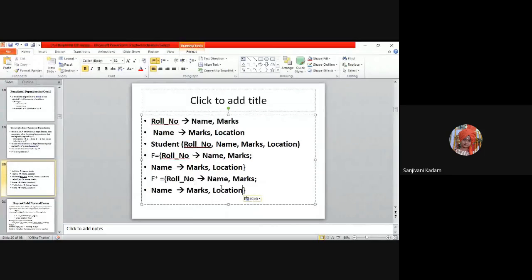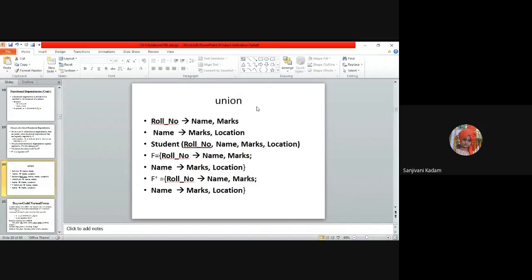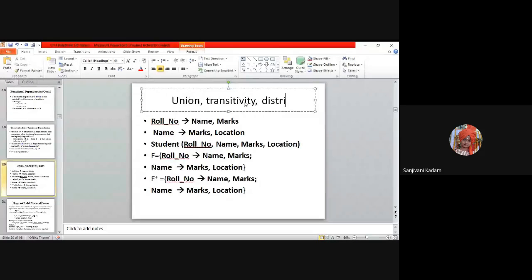Here there are actually three rules which are applied. First is the union rule, then transitivity, and the last one is pseudo transitivity, or we may say adding the attribute to the left or right side. These rules are called Armstrong axioms. And here the distribution rule is also there. So these are the three rules which get applied.